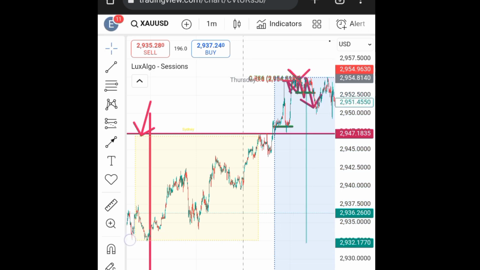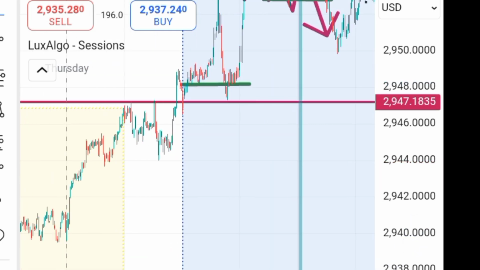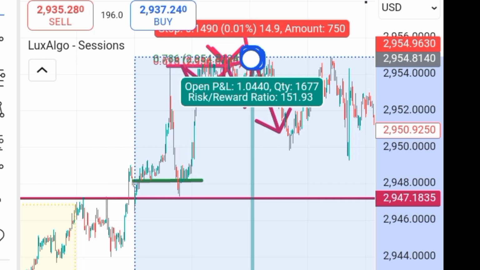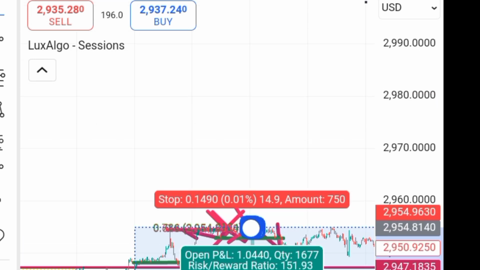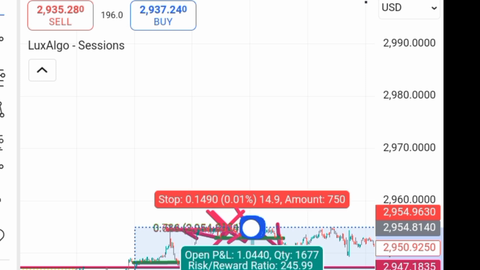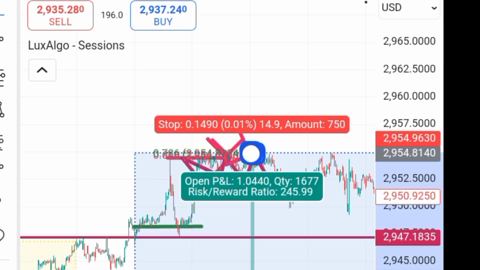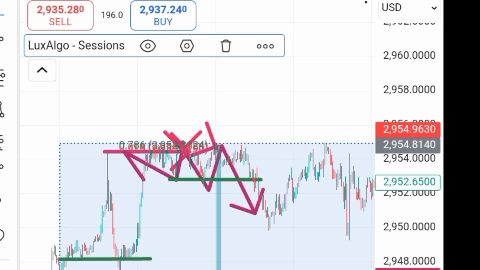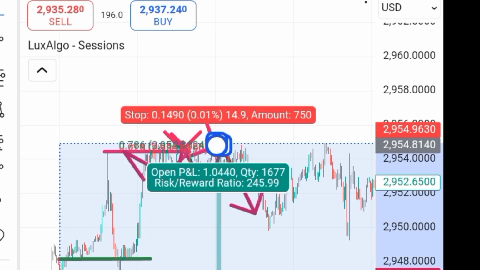which has already given us 1:151 RR on just one trade. Then for you to target the previous day low, which is this second green candle right there, will give you 1:200. That will give you 1:245 RR.